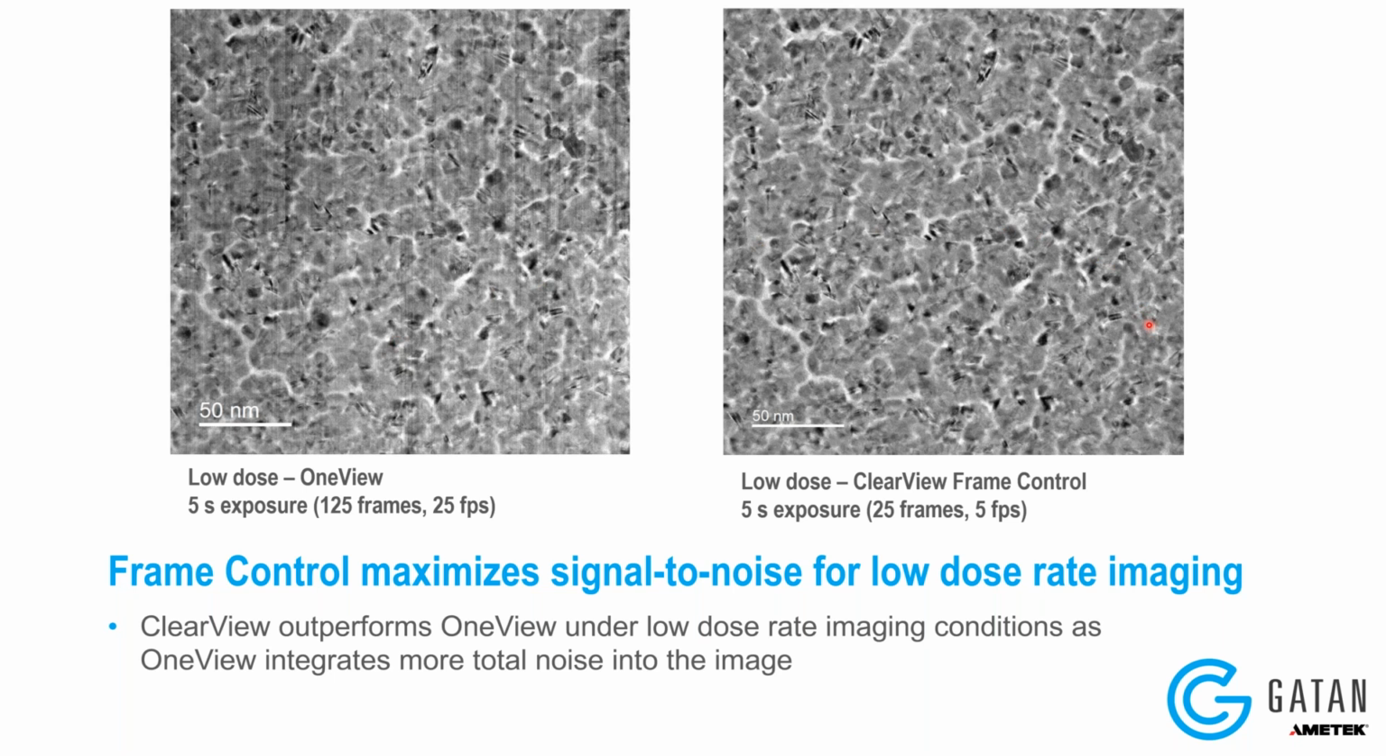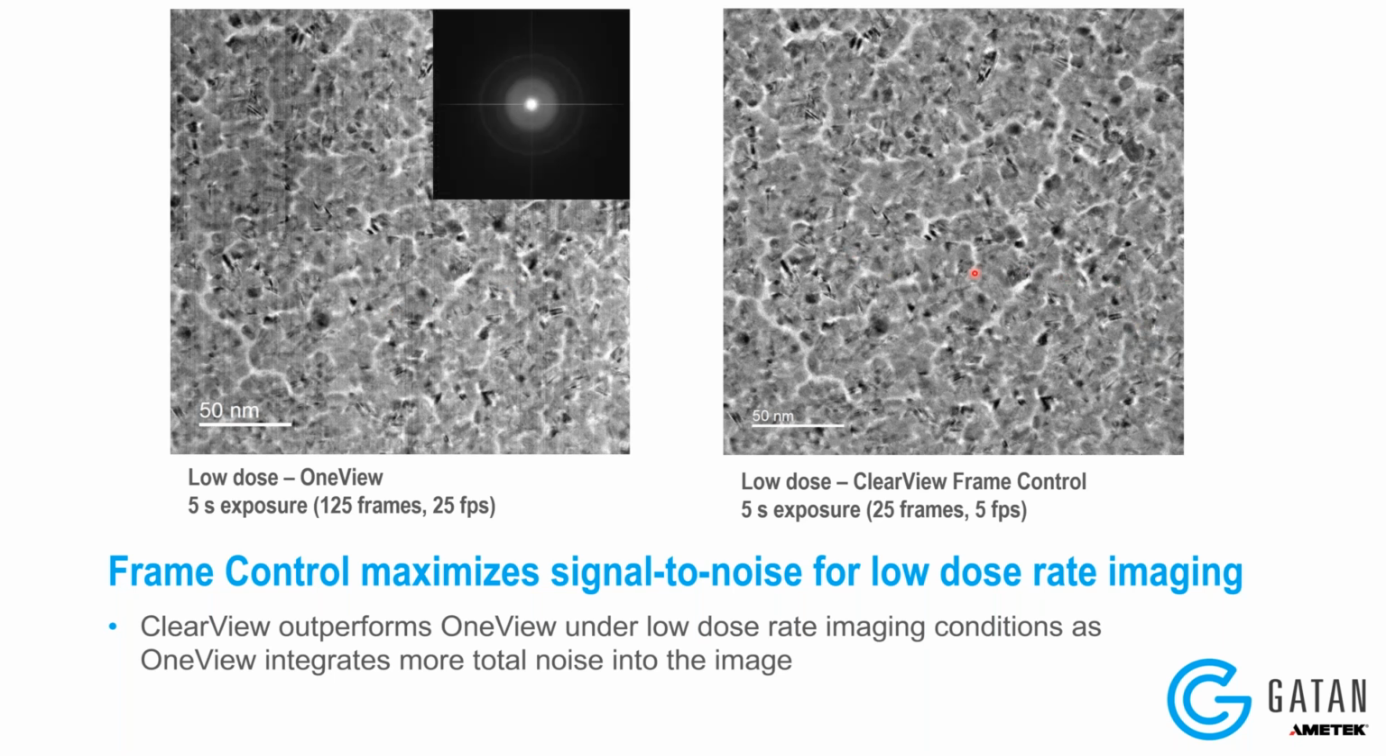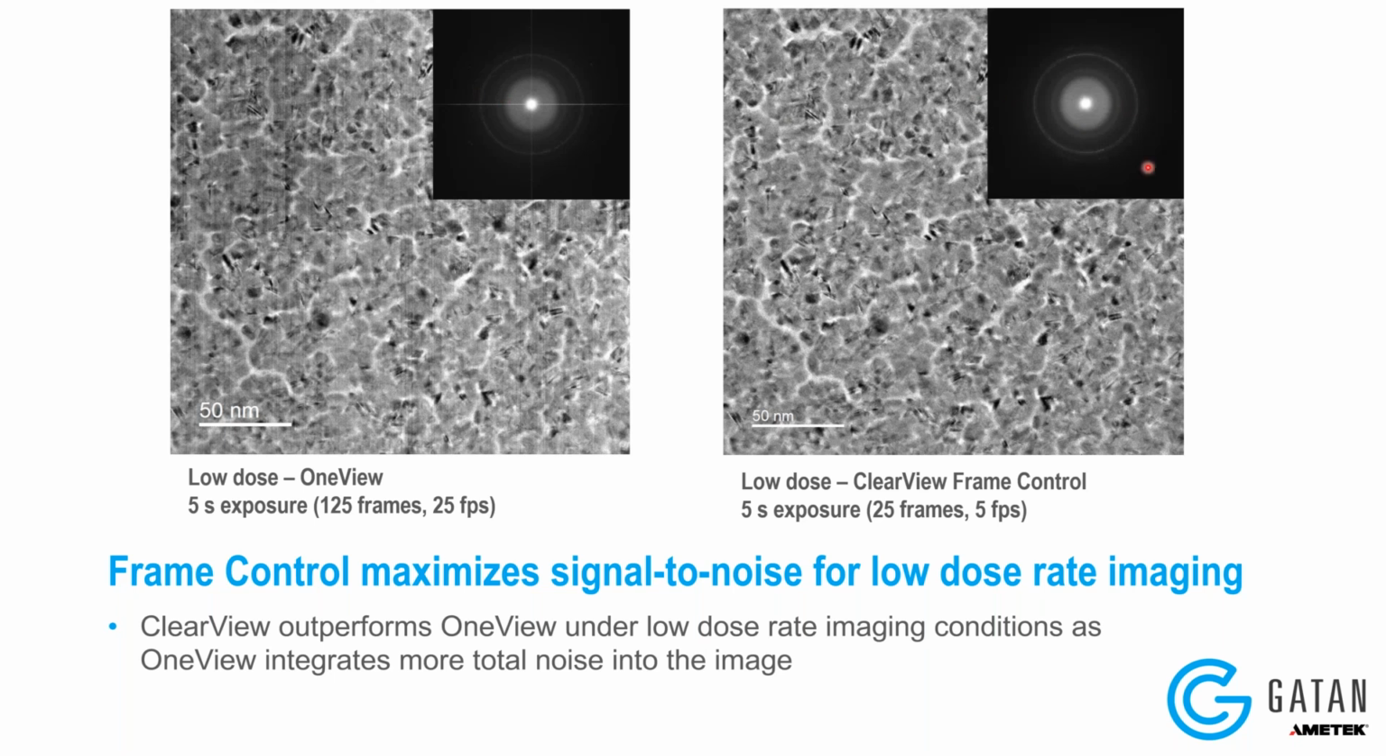Again, here on the right now that I'm showing the ClearView image from the previous slide, and you can see the differences between the two in terms of the level of noise. And if we look at the FFT specifically as well, you can see this noise in the FFT pop up here in this horizontal and vertical line, which you don't see with the ClearView camera because we've optimized the imaging condition with the frame control mode here.